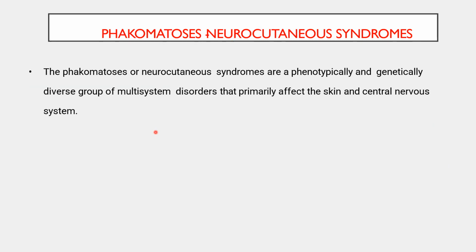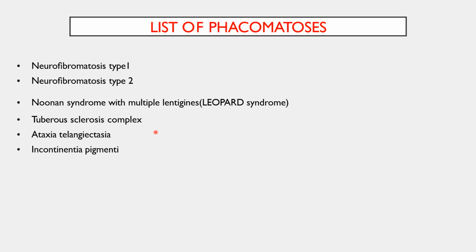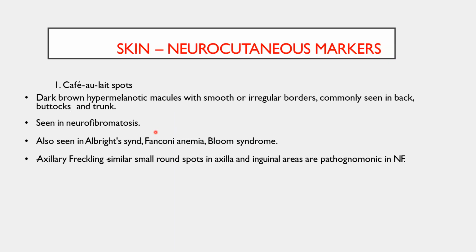These are the neurocutaneous syndromes. Phenotypically and genetically they involve multiple systems, predominantly affecting the skin and central nervous system. These are NF1, NF2, LEOPARD syndrome, tuberous sclerosis, ataxia telangiectasia, and incontinentia pigmenti. Let us come to neurofibromatosis. These characteristically have the neurocutaneous marker of café-au-lait lesions.